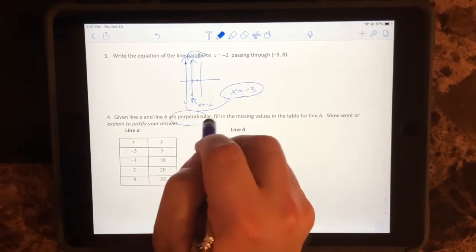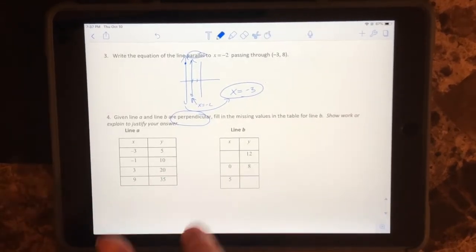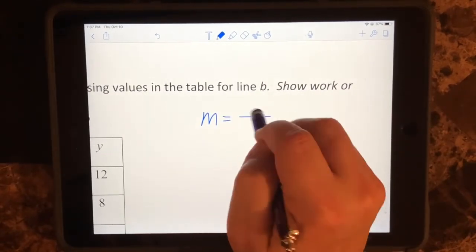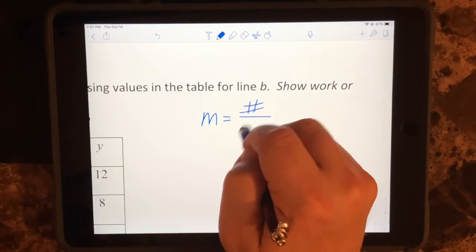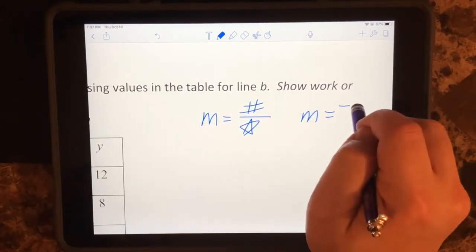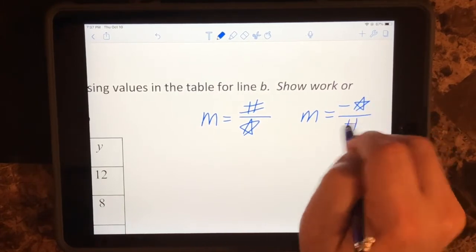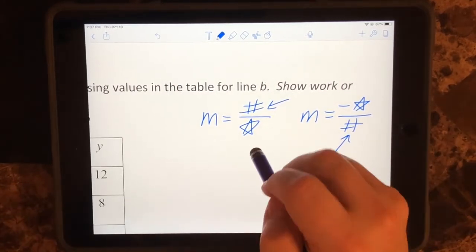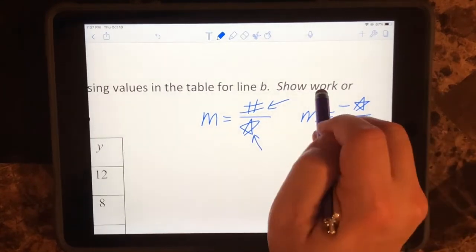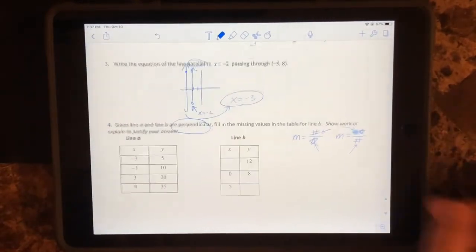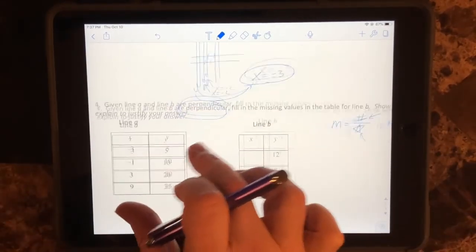All right, so the fact that we know they're perpendicular means their slopes must be opposite reciprocal. So whatever the slope of the first one is, some number over some number, the slope of the other one is negative, and then whatever happened to y in the first table is going to happen to x in the other table. And whatever happened to x in the one table is going to happen to y in the other table, except we got to make sure we have that negative in the middle there. So let's take a look.